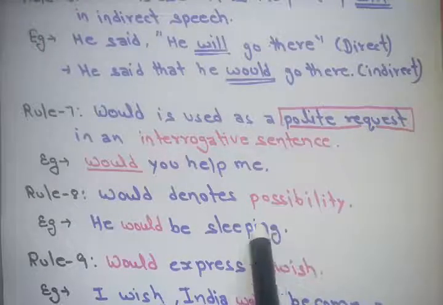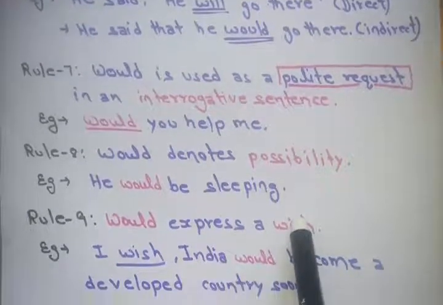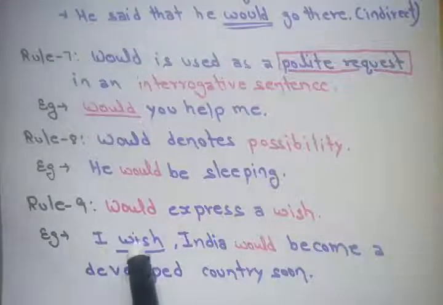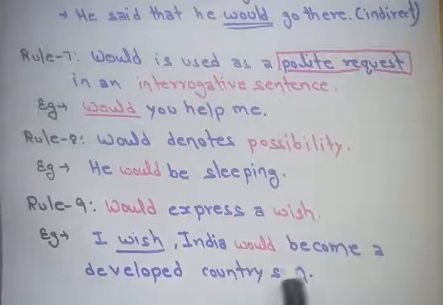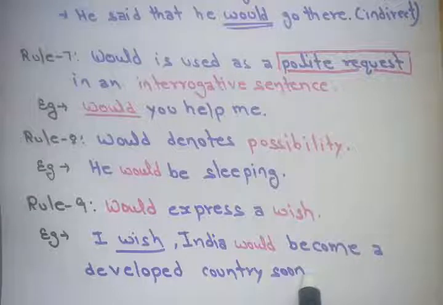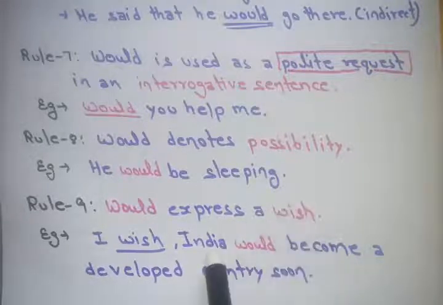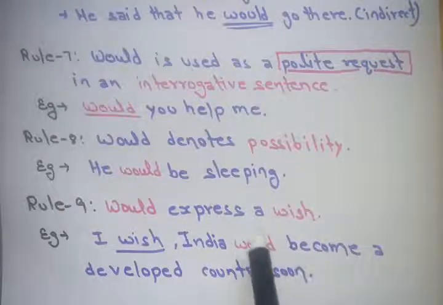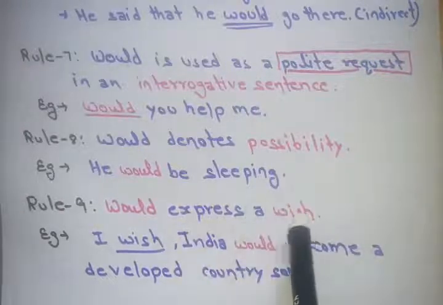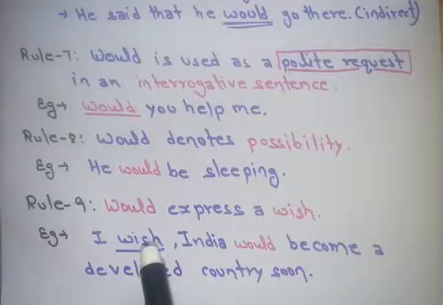Then rule number 9 expresses a wish. For example, I wish India would become a developed country soon. So it shows the wish that India would become a developed country soon. So it expresses the wish of any person, country, city, man, or animal.